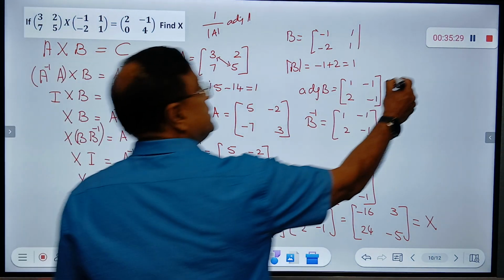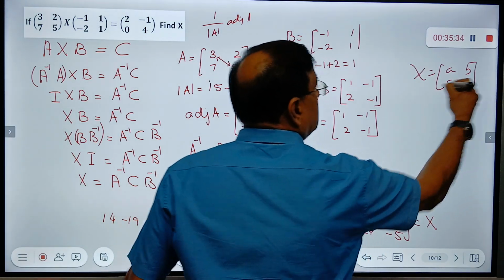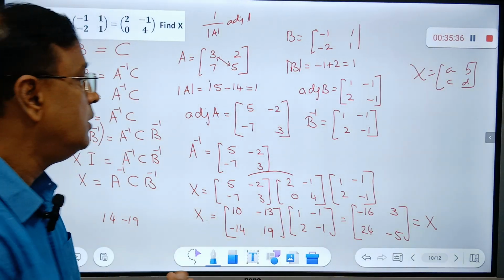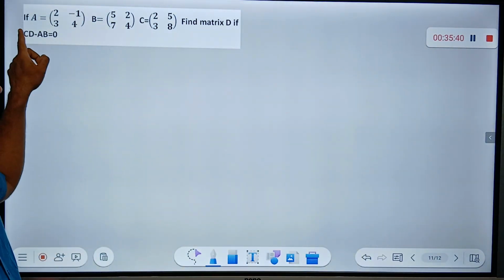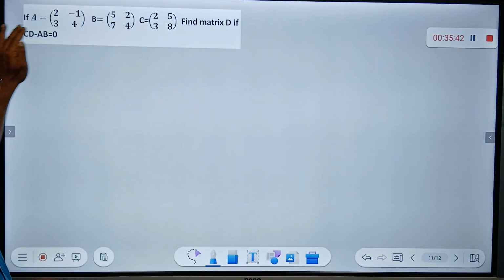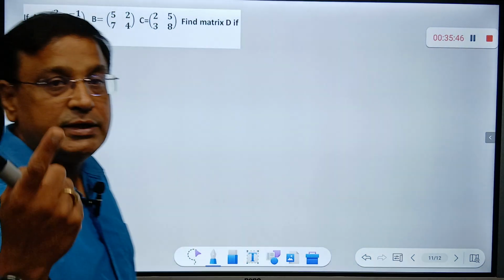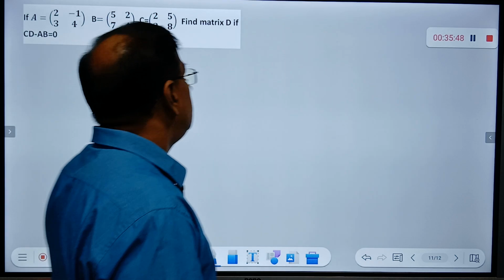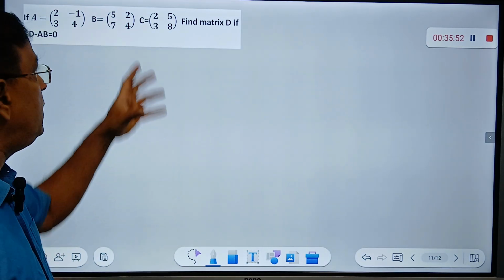Otherwise, there's another method. You take X as A, B, C, D and you solve it. Okay. Now I've given you another question here. You look at this problem. You have to try it by yourself. Look at this problem very carefully. Actually, this is the question given in the NCERT under matrix, but it can be done using determinant. I find by using inverse. That is why I brought it here.